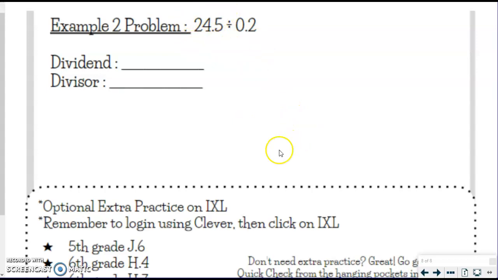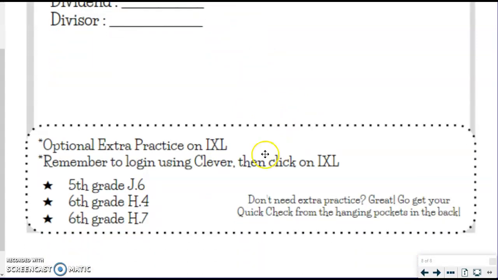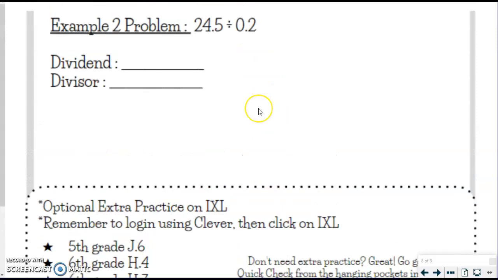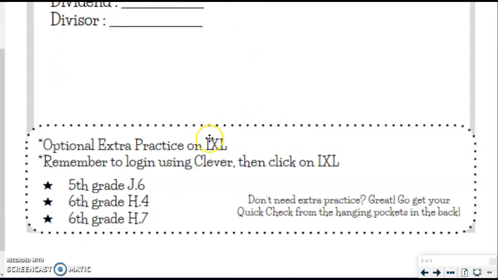So solve that problem. If you feel like you need more practice after you've done both problems and checked with the answer key, then go ahead, if you want, try some extra practice on IXL. There's a 5th grade one in here only because they didn't have exactly what I wanted in 6th grade. So I gave you a few options. Some of these are dividing whole numbers, some are dividing decimals of a variety. So you can pick any of these. Just remember you need to log in using Clever like we do with Extra Math. However, if you do not feel like you need extra practice, that's why it's optional.